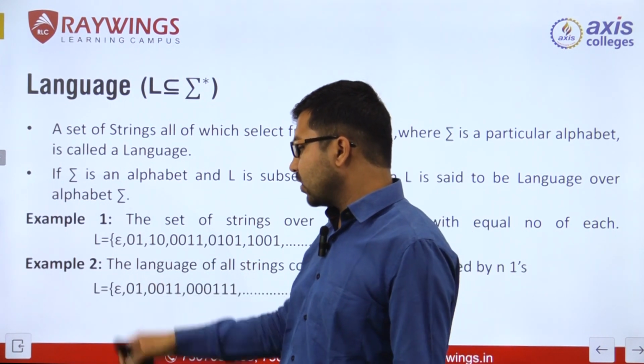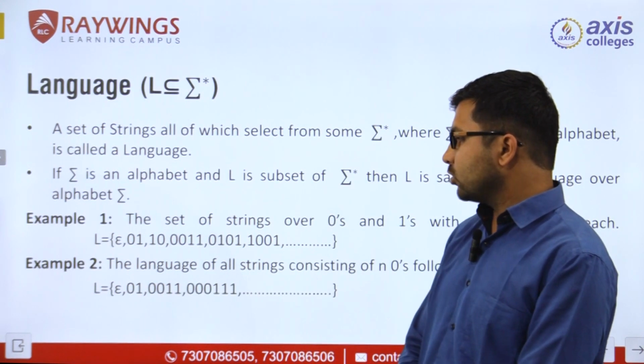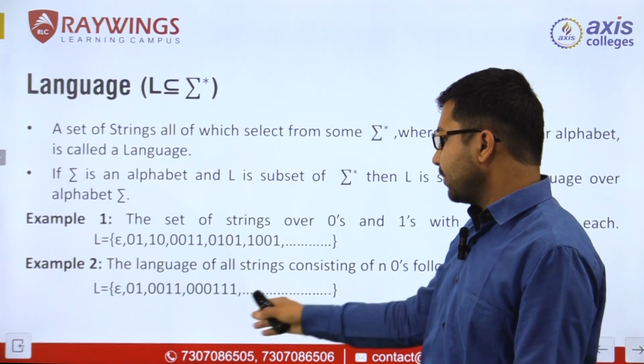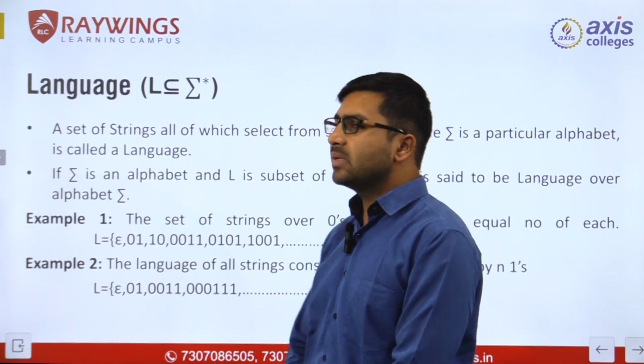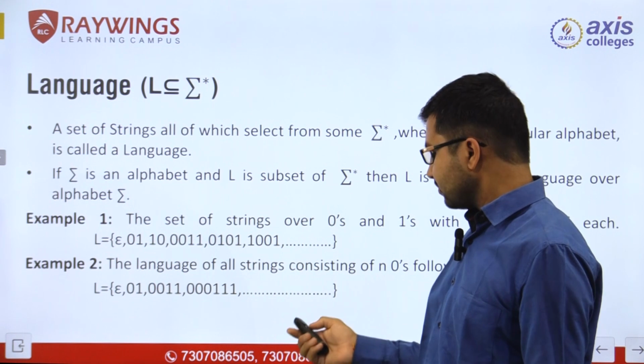Here in the example, L equal to null, comma 01, comma 0011, comma 0011 up to so on. इस तरह से इन एग्जांपल्स में लैंग्वेज को डिस्क्राइब किया गया.